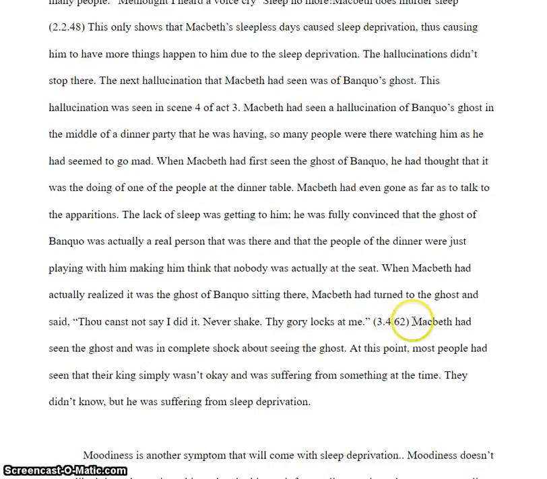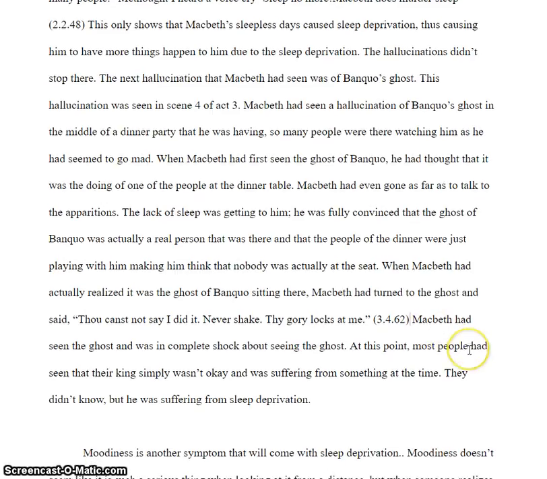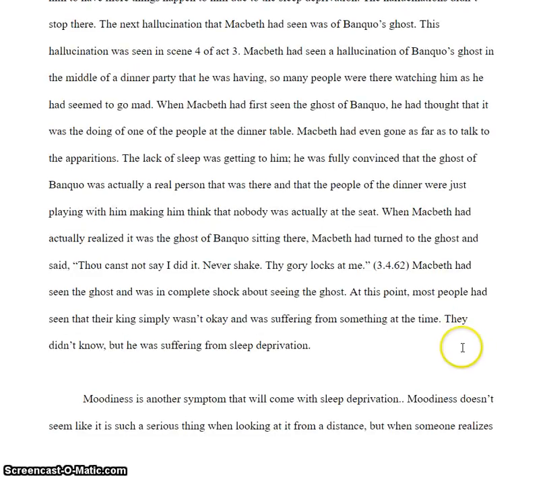Again, period's got to go at the end here. Had seen, again, he saw the ghost and was in complete shock about seeing it. We're going to use see to death here in this paragraph. Most people had seen that their king simply wasn't okay and was suffering something at the time. They didn't know, but he was suffering from sleep deprivation. We got it, okay? You don't need to say that again.